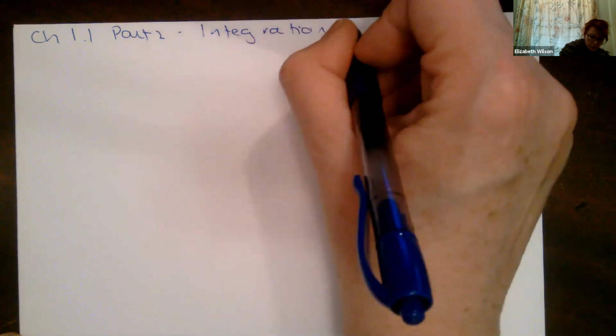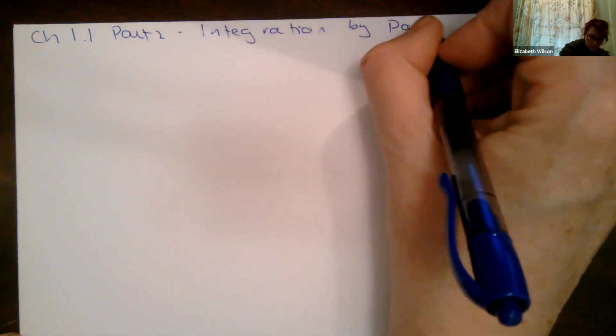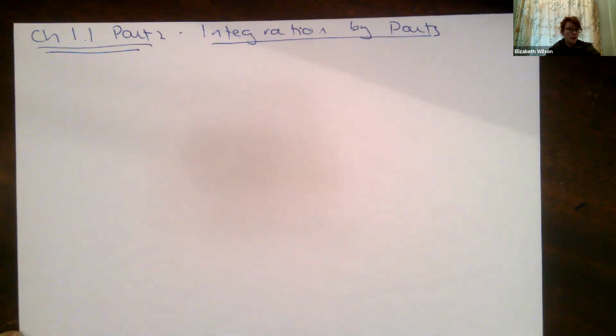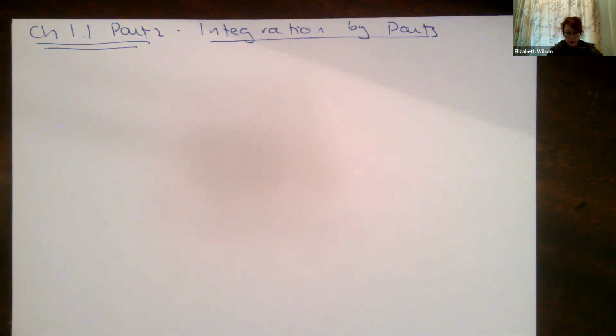All right, so this is chapter 1.1. We'll call this chapter 1.1 part 2. This is what we call integration by parts. Okay, this is another tool in your toolkit. This is a very powerful tool in your toolkit.